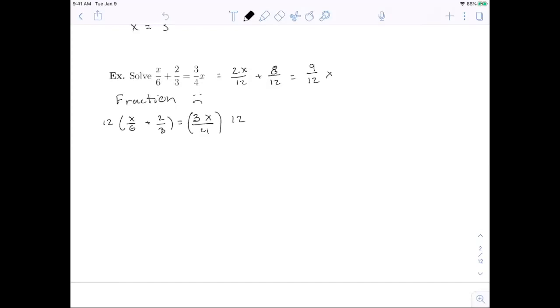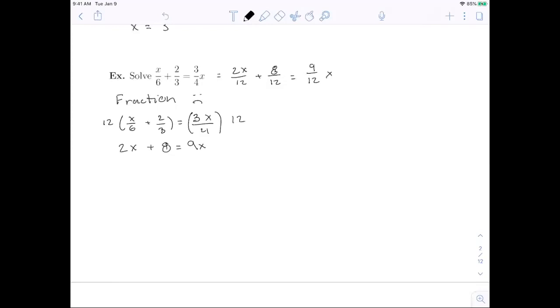So when I multiply out this 12, I'm going to get 2x plus 8 equaling 9x. That looks like a lot easier to deal with than all these fractions, in my opinion. If you love fractions, I am sorry I'm hating on fractions so much.